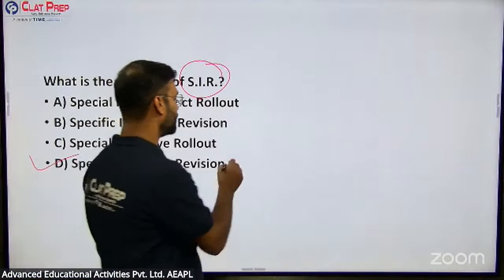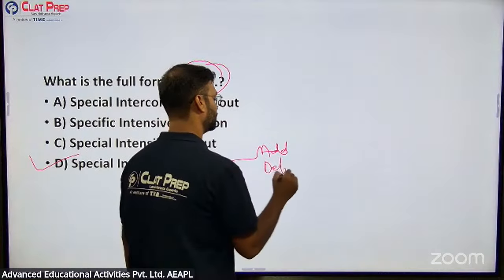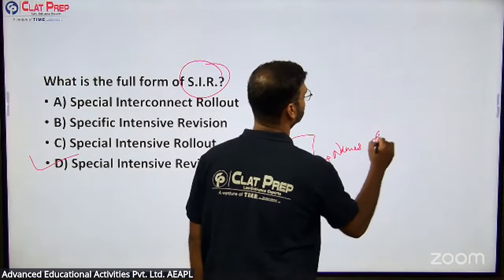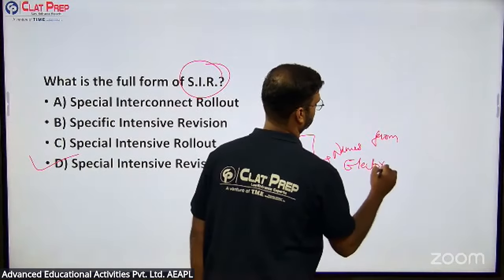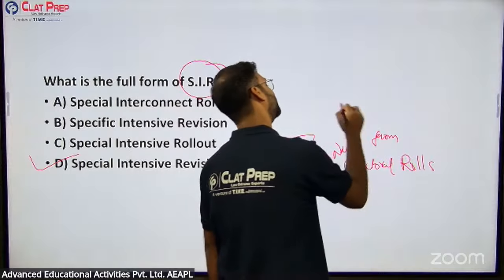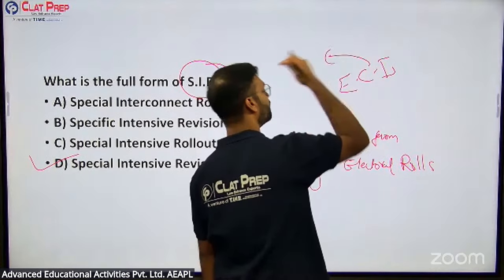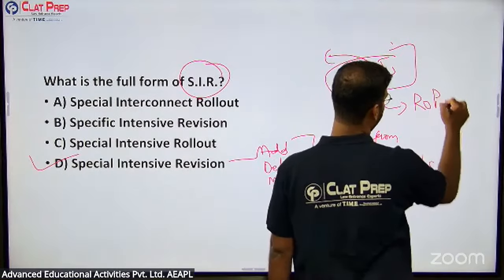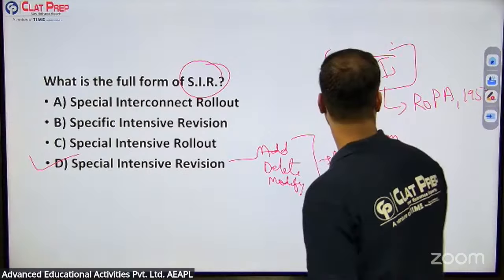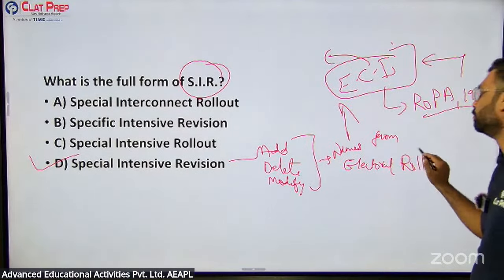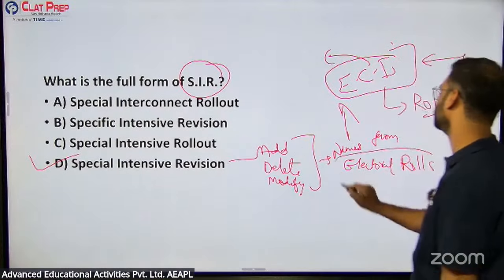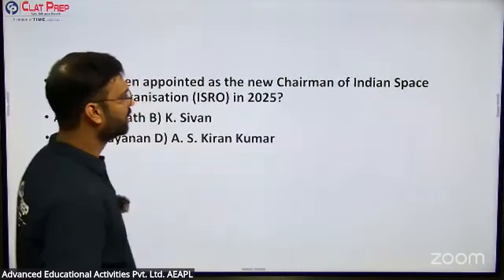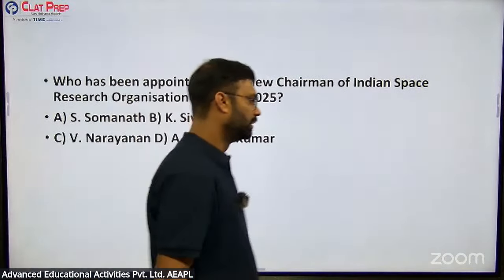It is an exercise where you add, delete, and modify the names from electoral rolls. Now, this is conducted by the Election Commission of India. The ECI derives the power to conduct SIR through the Representation of People Act 1950. The Act provides the power to the Election Commission of India to modify, delete, and add names in the electoral rolls, and using that power, they are conducting a special intensive revision exercise across different states. All right. Let's move on to the next question.